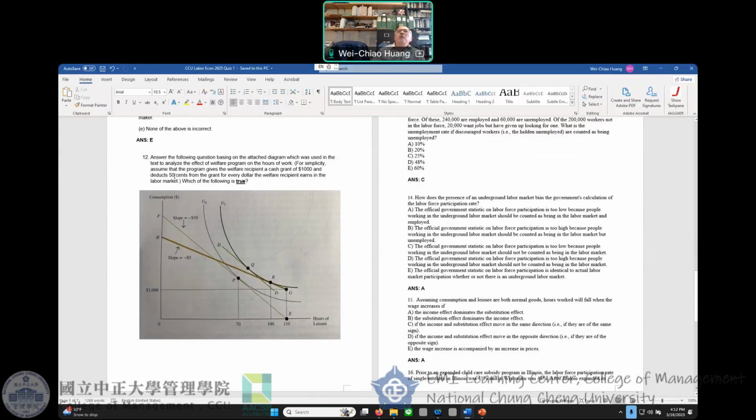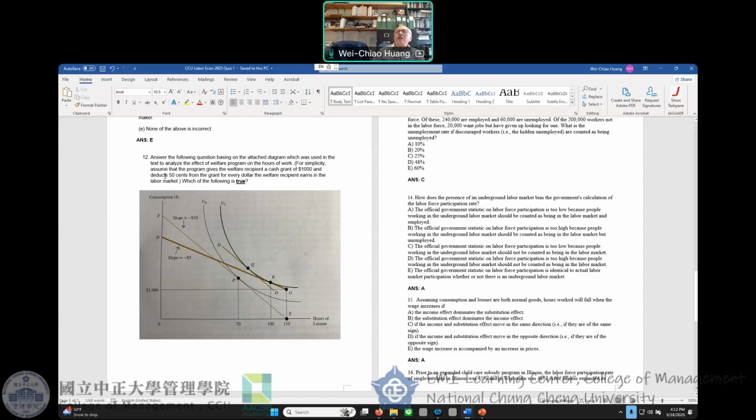For simplicity, assume that the program gives the welfare recipients a cash grant of $1,000 just like before, and now deducts 50 cents from the grant for every dollar the welfare recipients earn in the labor market. So that if you start to work, let's say you earn a $10 wage from working, unlike the previous program, then you lose the $1,000 completely. Here, you're going to get less than $1,000 by 50% of the wage you earn. So you earn a $10 wage, you're going to get a $5 deduction from that cash grant.